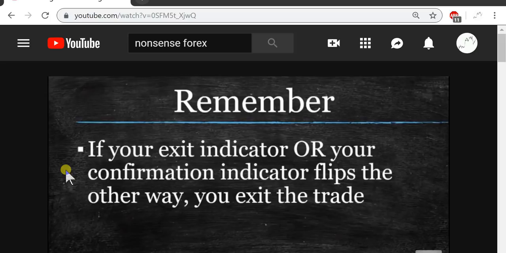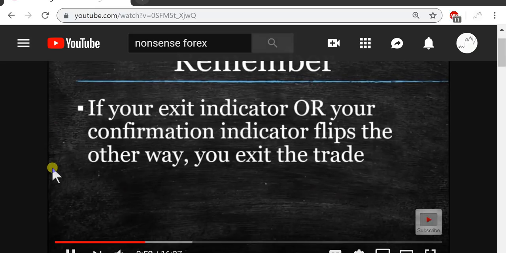Remember. Can I get that like a tattoo that says this? Remember. I wrote all my trade plans on my arm. If your exit indicator... Hey, you go to buy at the market. Why am I doing this tattoo on you, buy at the market?